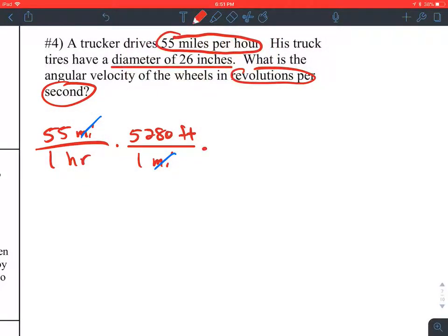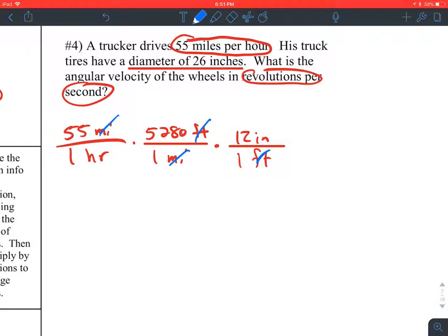And if I want to get rid of feet and get it to inches, 1 foot is the same as 12 inches. Now I'm in inches per hour. I want inches to be revolutions. So to get rid of inches, I need to use circumference. I'm given the diameter, so 26 inches times pi.